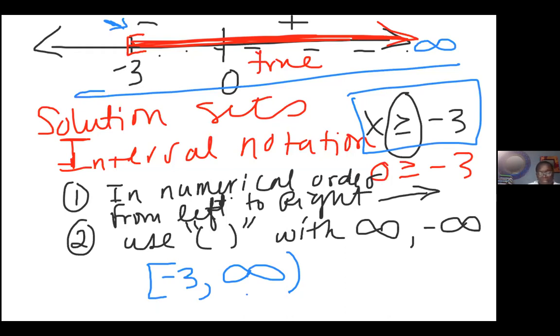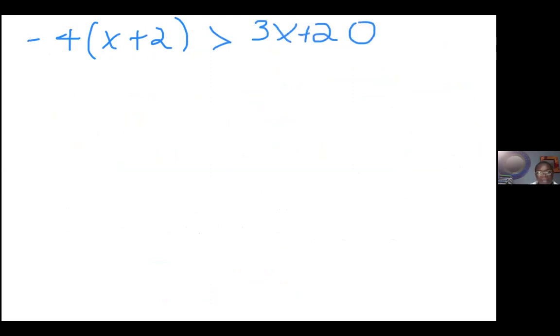So I'm going to go ahead and do an example right now so we can practice everything. And then I will move on to the next part of this, which is the compound inequalities, guys. So next part of this, guys, is a problem that you might see on the assignment or perhaps on the test. It is -4 times the quantity x plus 2 is greater than 3x plus 20. On this one right here, again, you solve it just like you would solve an equation. So you want to start off by distributing the -4. This gives you -4x minus 8 is greater than 3x plus 20.